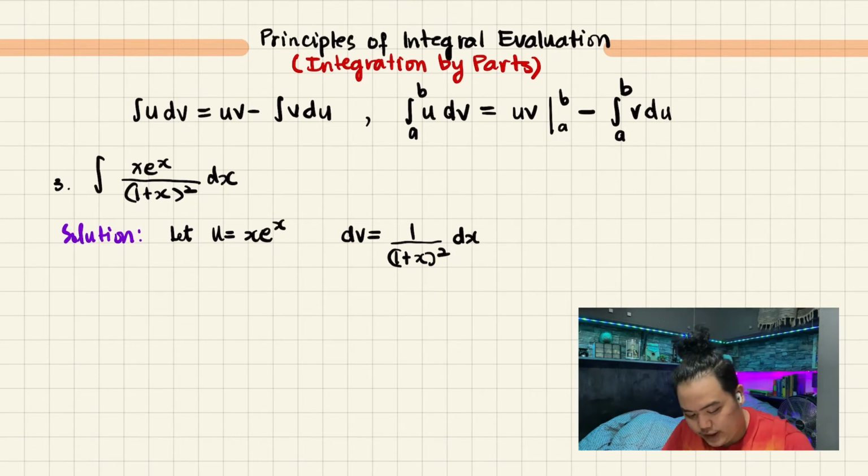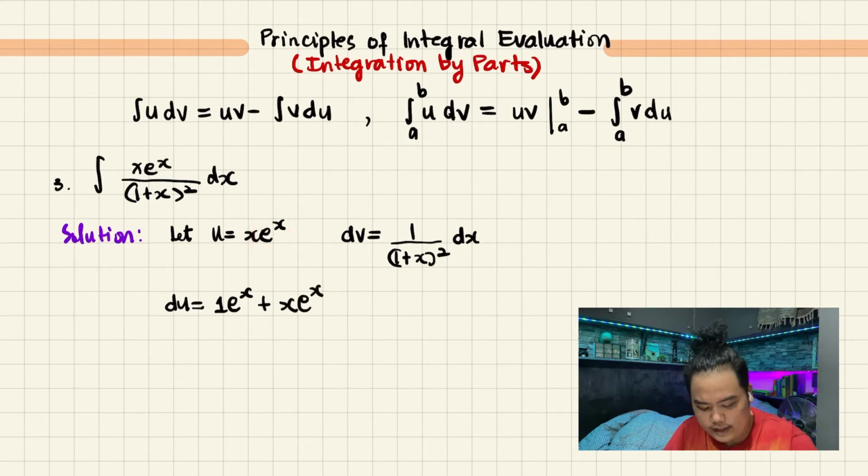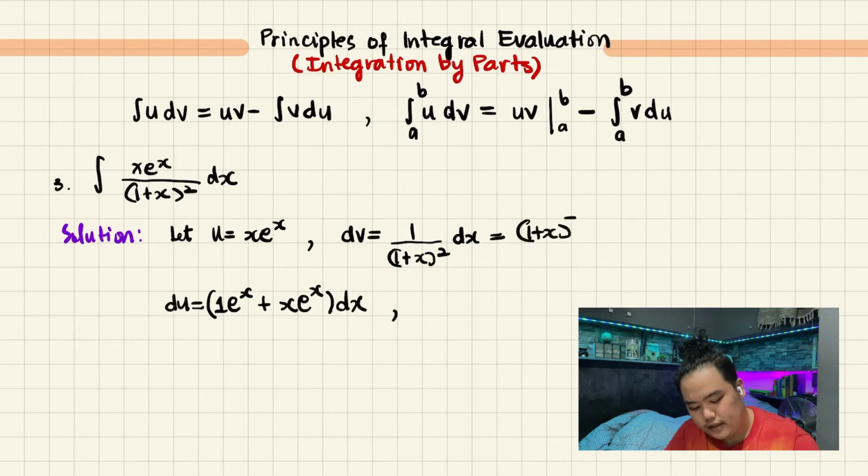Okay, let us compute for du. We will apply product rule here. Ito yung first function mo, ito yung second. By product rule, the derivative of this is the derivative of the first times the second plus yung first and the derivative of the second, e to the x. Ang derivative ni e to the x is e to the x times dx. And then, sa part na ito, you have to integrate. Diba, this is the same as 1 plus x raised to negative 2. And pag in-integrate mo yan with respect to x, ang lalabas sa atin ay 1 plus x.